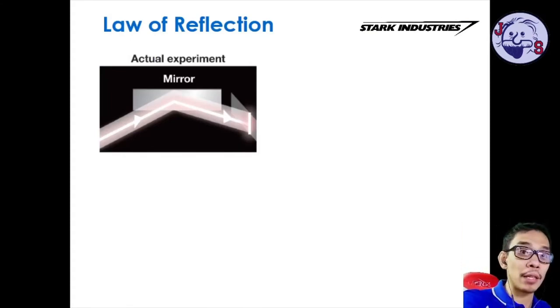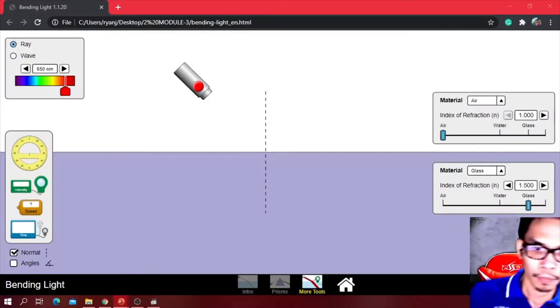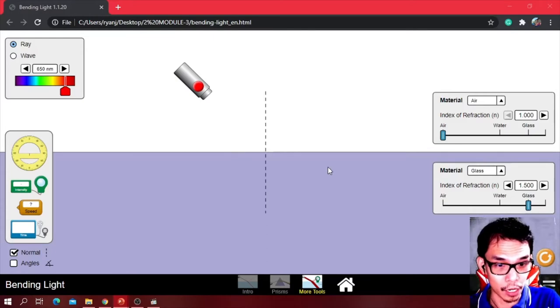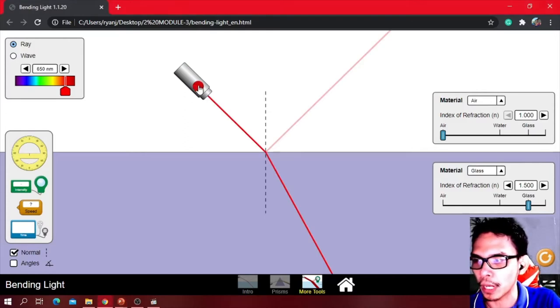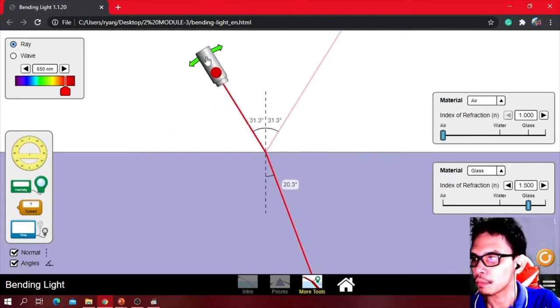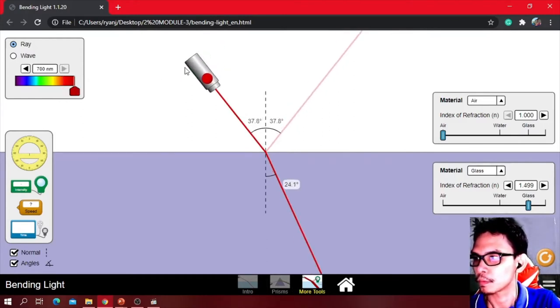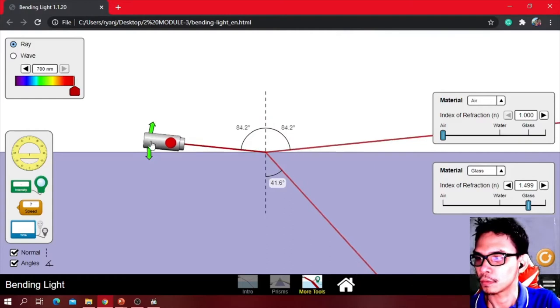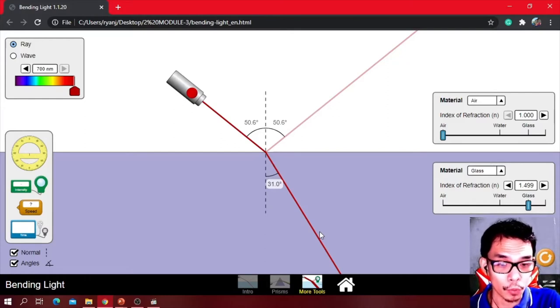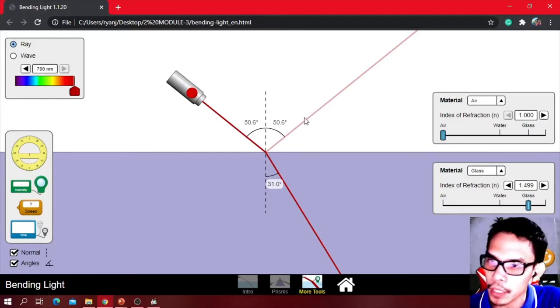Let's take a look at it on the simulation. Suppose we have here a ray of light, and it will strike a glass, which let's assume is a shiny surface. As it strikes the glass at a certain angle, as you can see here, one light is being refracted. We were going to talk about that one earlier.